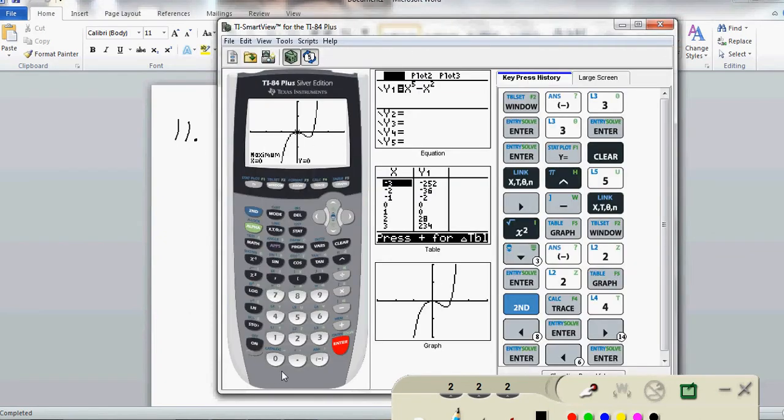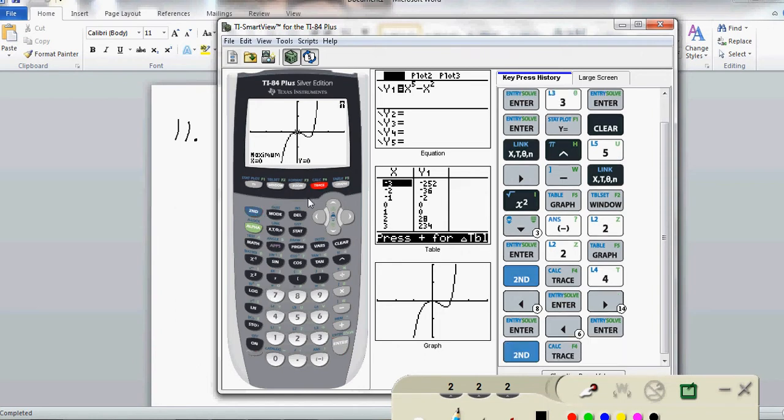Now we're ready to find the minimum, because once we find the local maximum and the local minimum, and we have an idea of how the graph looks, then for increasing and decreasing we no longer need the graph, and we no longer need the graphing calculator. So now I want to calculate, so that will be second, calculate.